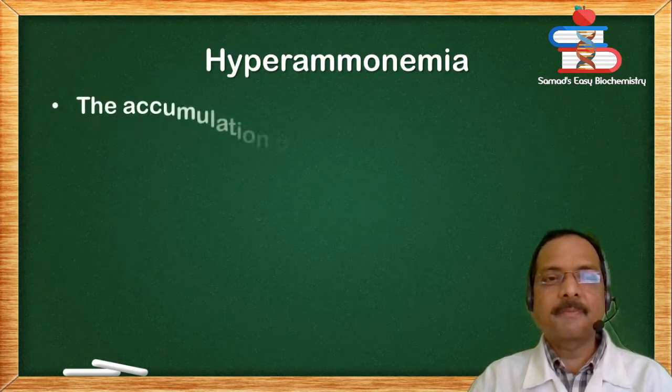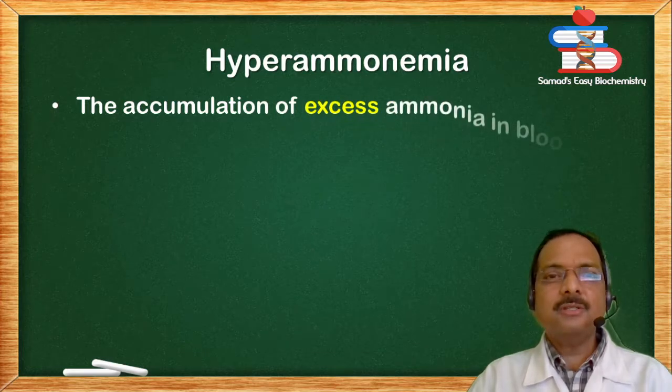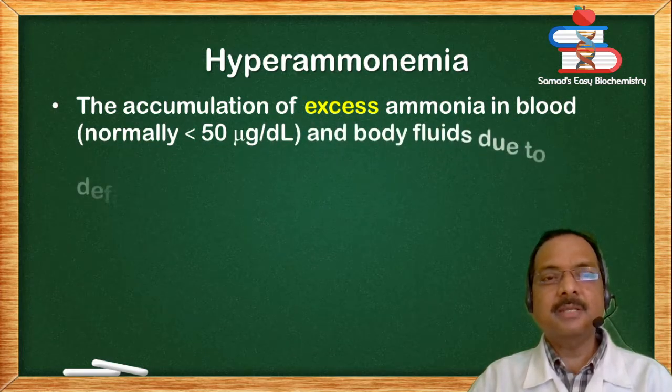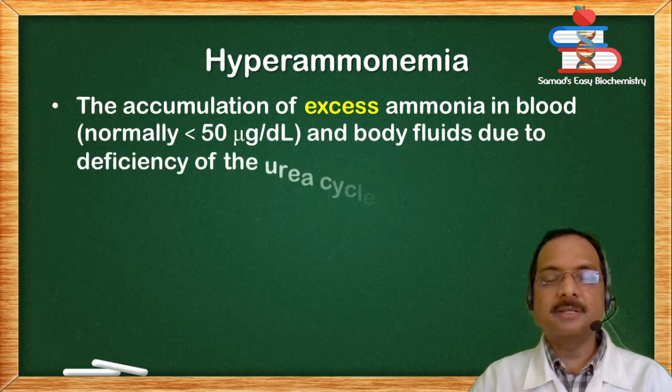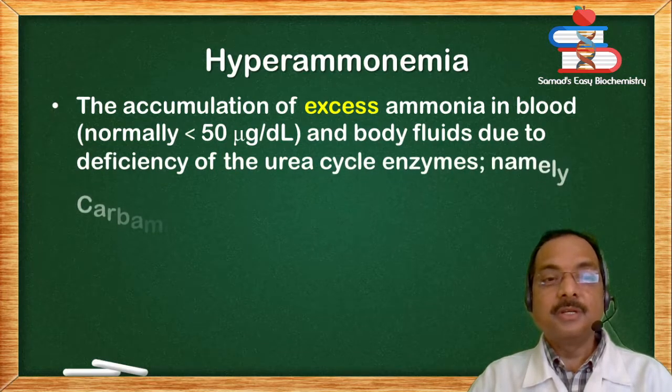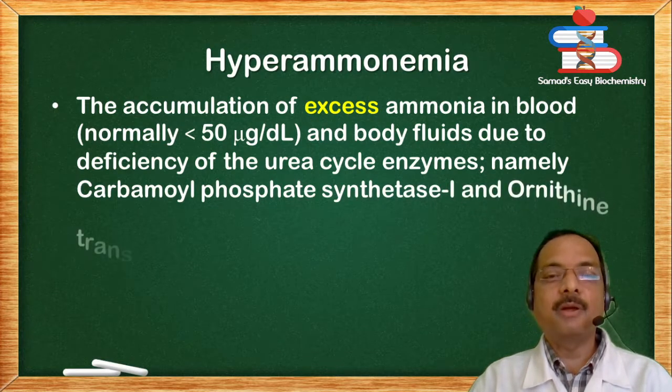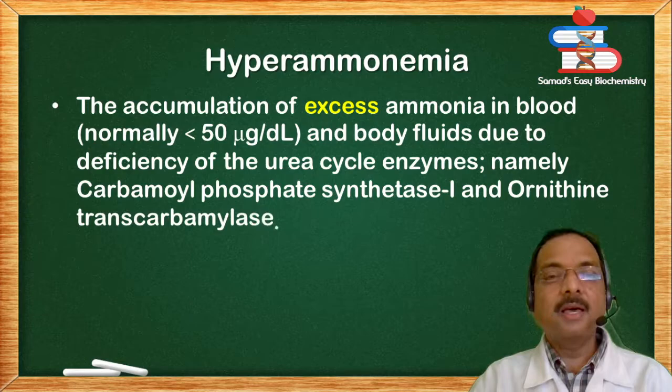Hyperammonemia. The accumulation of excess ammonia in blood. Normally it is less than 50 microgram per deciliter, and body fluids. It is due to deficiency of the urea cycle enzymes, namely carbamoyl phosphate synthetase 1 and ornithine transcarbamylase.